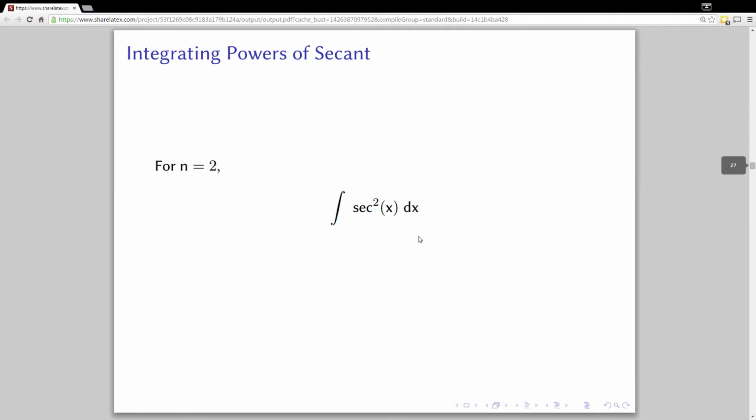All right, next up, secant squared. That's a ridiculously easy one, right? The integral of that is just tan.